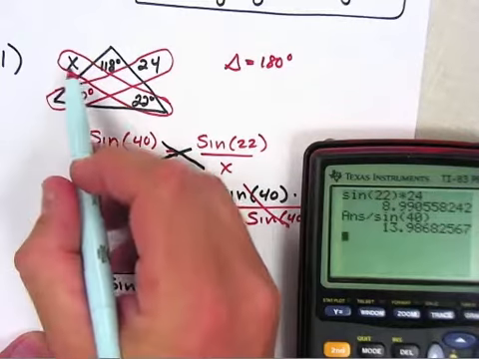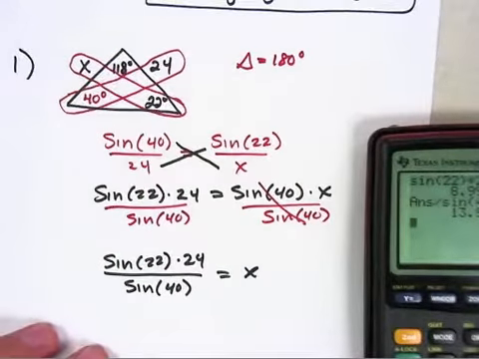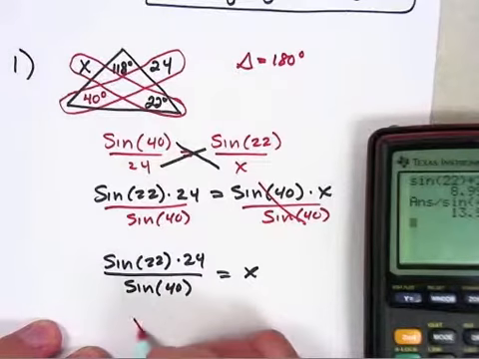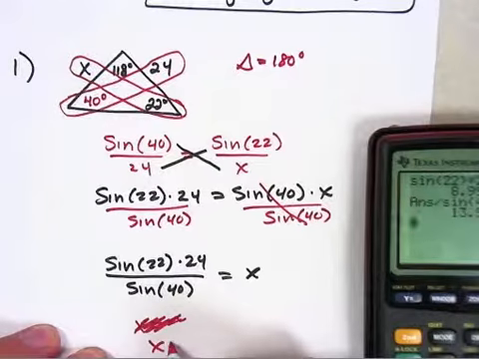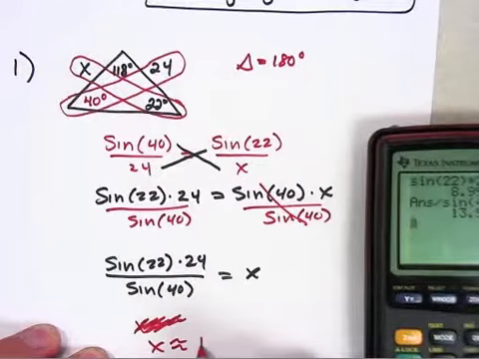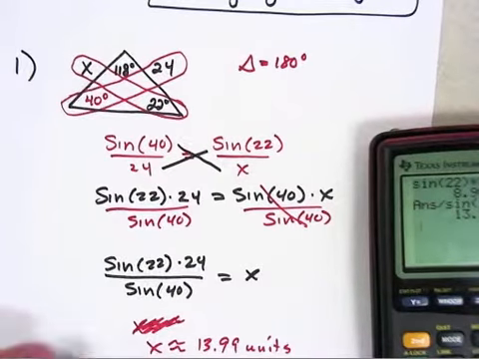That length of this side that you see missing here is going to be 13.99 units about. So we want to make sure we say x is about 13.99 units long. Okay? Hopefully you were successful in seeing how this is worked out.